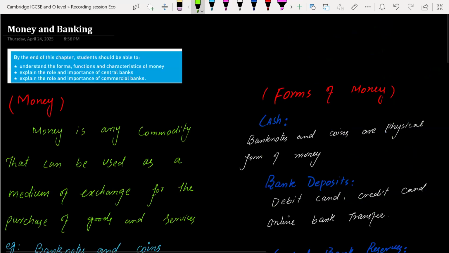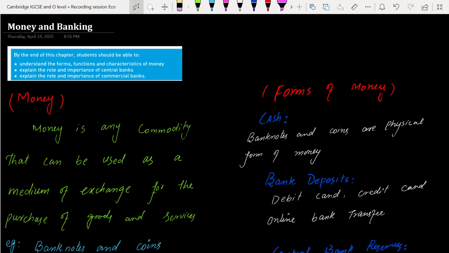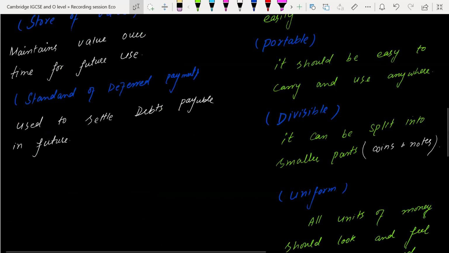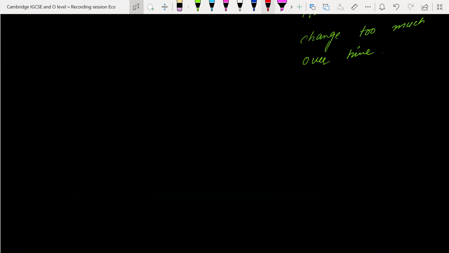So it was all about money, where we discussed form of money, functions, and characteristics of money. So next we will discuss central bank and its function, and then we will discuss commercial banks. And so here, first of all, I will take a start. Central bank. A central bank actually is the main financial institution of the country that manages money supply, controls inflation, and regulates other banks also.